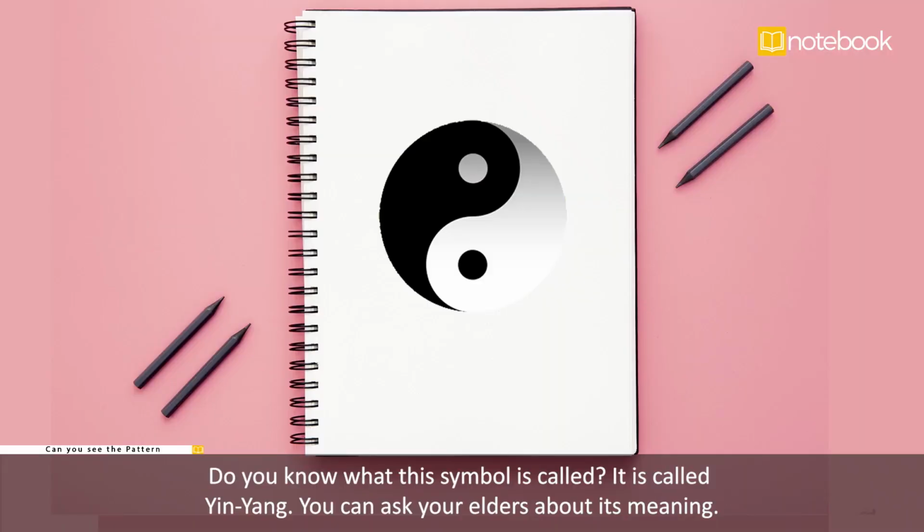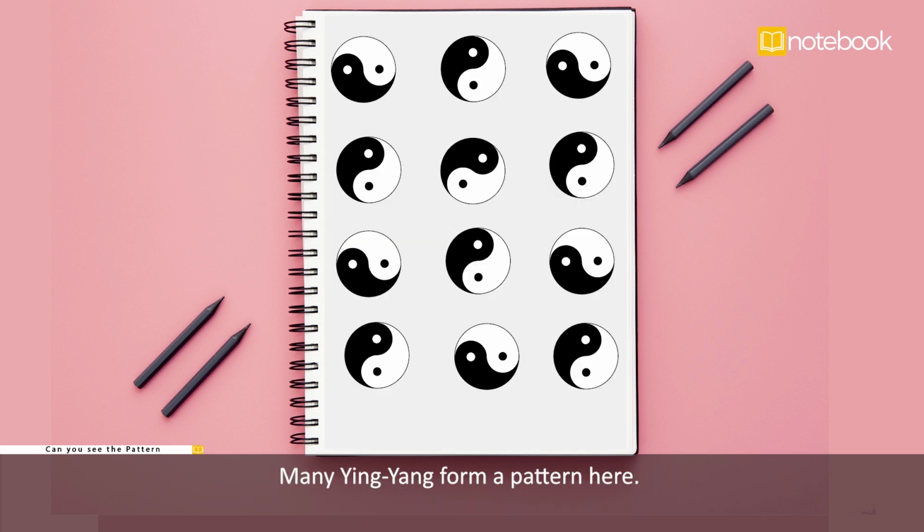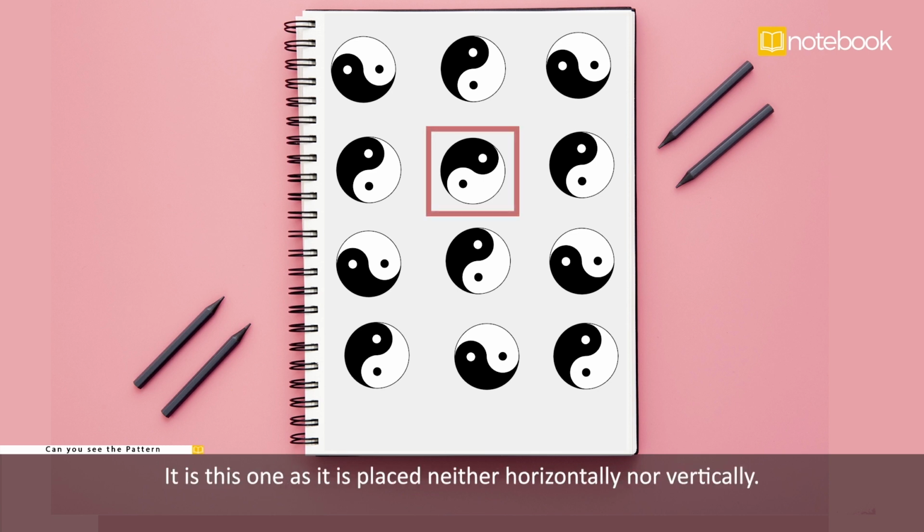Do you know what this symbol is called? It's called the yin-yang. You can ask your elders about its meaning. Many yin-yangs form a pattern here. They seem to be placed horizontally and vertically in alternate, both in the rows and in the columns. In fact, no two adjacent yin-yangs are similarly placed. One of the yin-yangs is the odd one out. It is this one, as it is placed neither horizontally nor vertically.